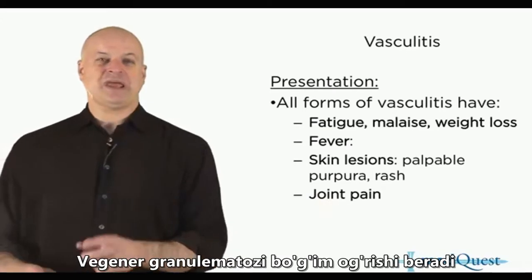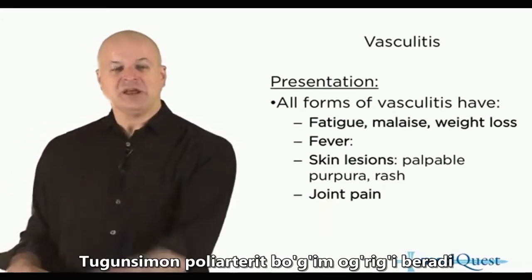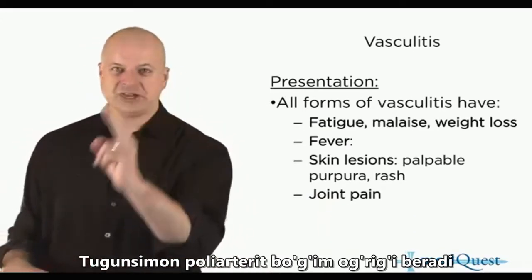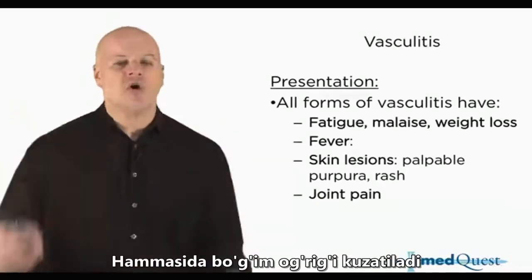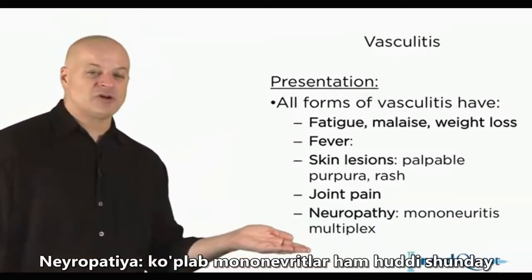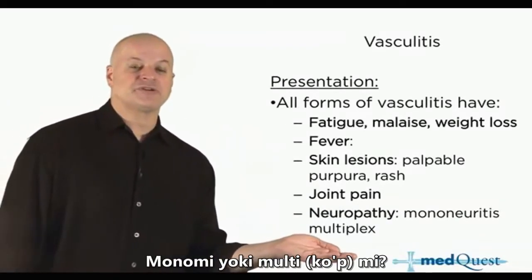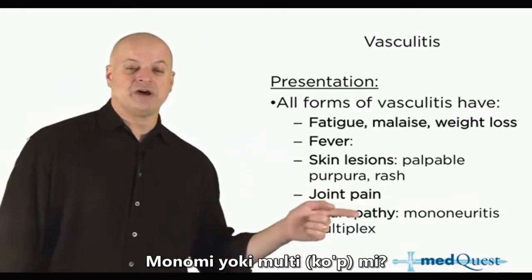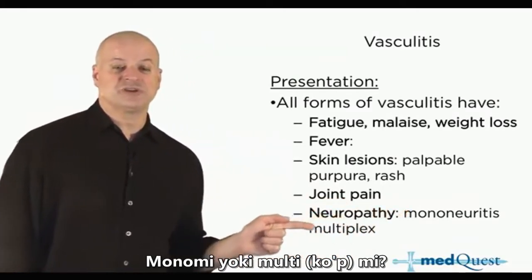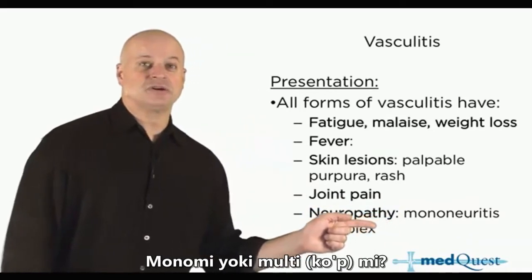Wegener's gives you joint pain. Polyarteritis nodosa gives you joint pain. Churg-Strauss gives you joint pain. All of them do. The same way they can all give you neuropathy. Remember, mononeuritis multiplex? Is it a mono, or is it a multi?